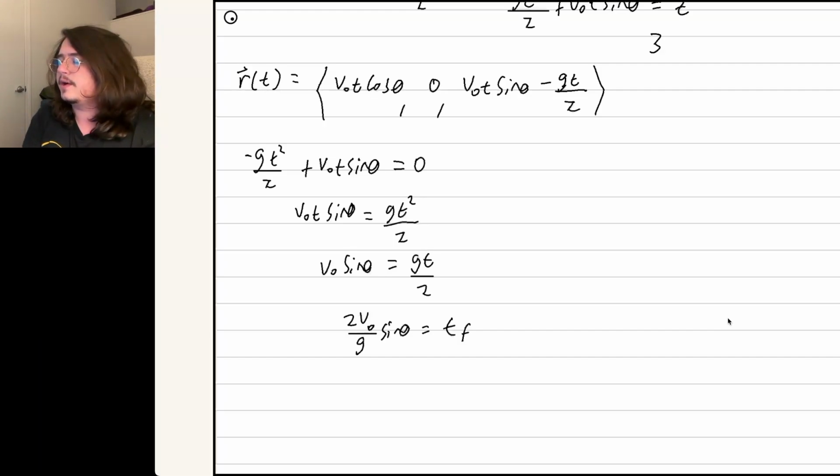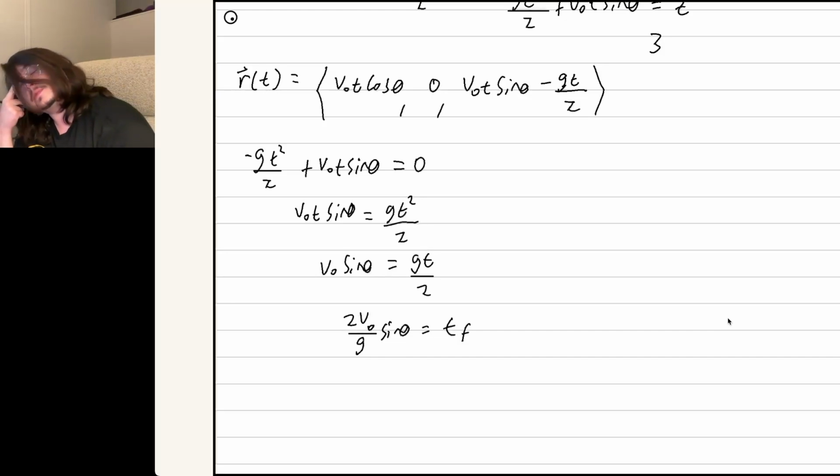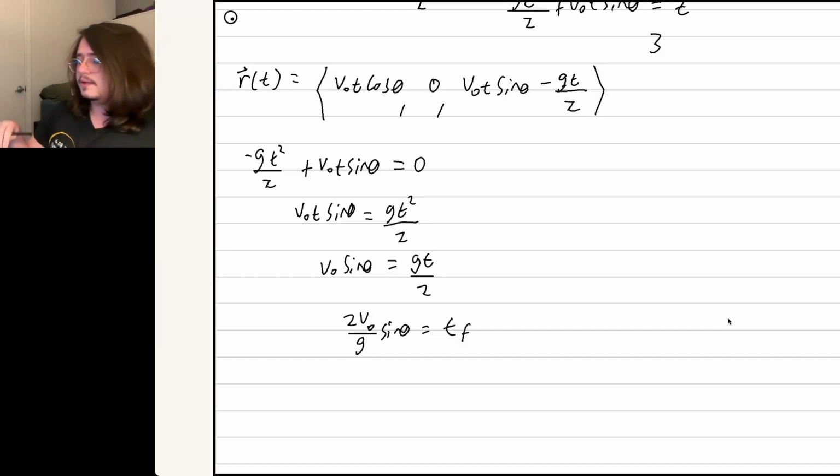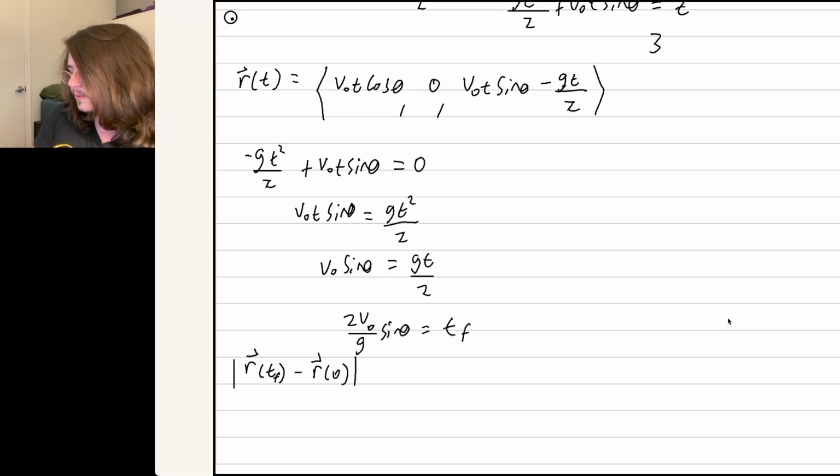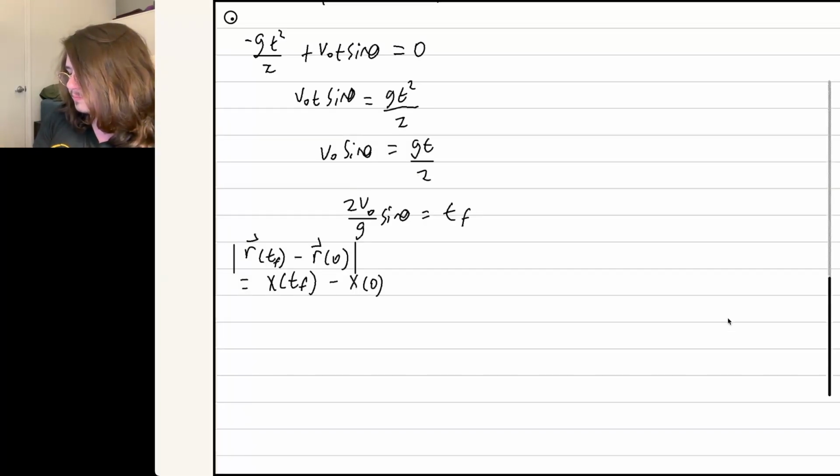Now you need to find out how far it goes in that time. So it's going up and down, right? So it's not moving anywhere in z. It's not moving anywhere in y. The only displacement is in the x direction. So the displacement r final minus r zero is just the x position at the final time minus the x position at the initial time. And that was just 0 anyway.